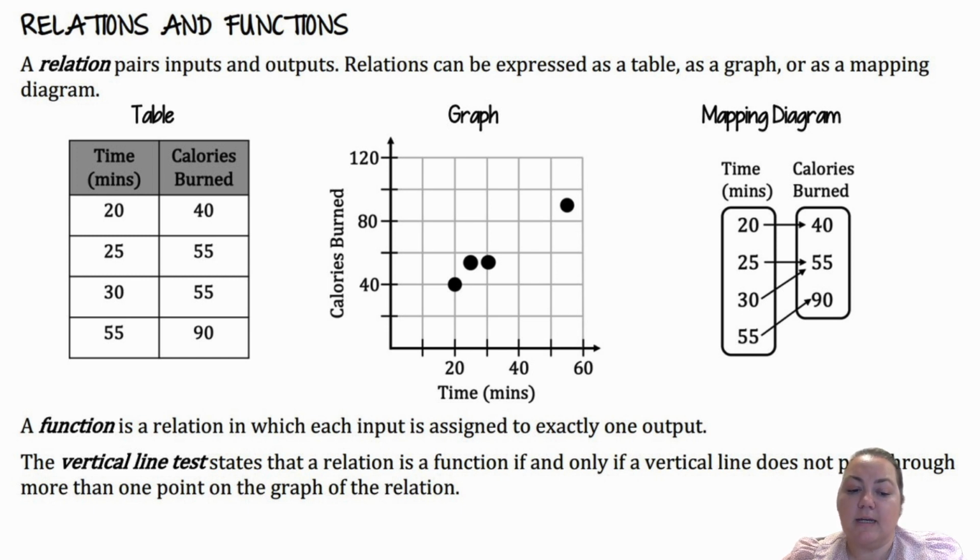The vertical line test states that a relation is a function if and only if the vertical line does not pass through more than one point on the graph of the relation.